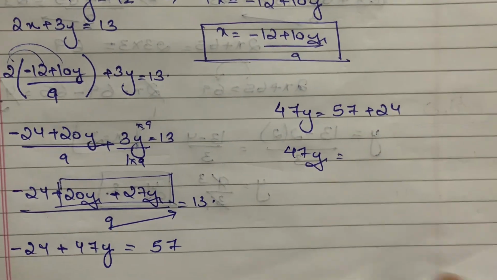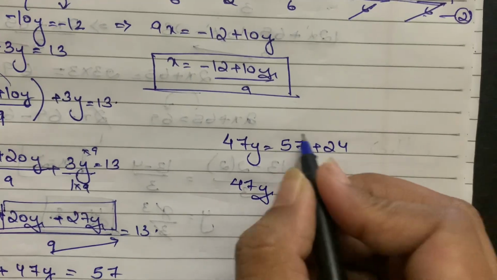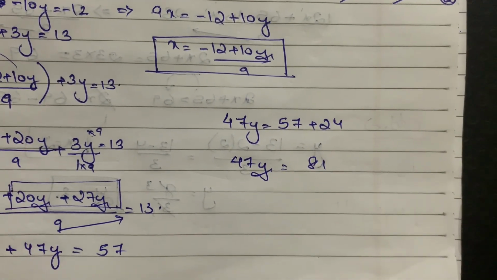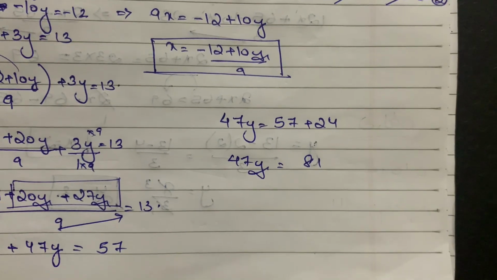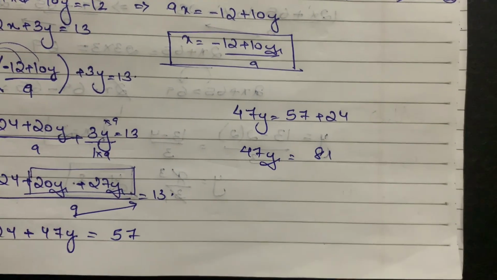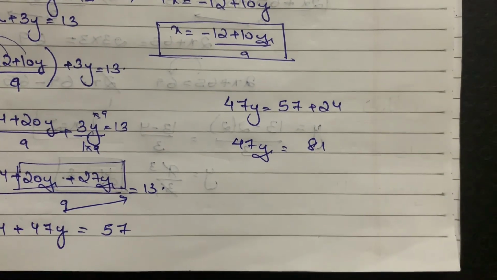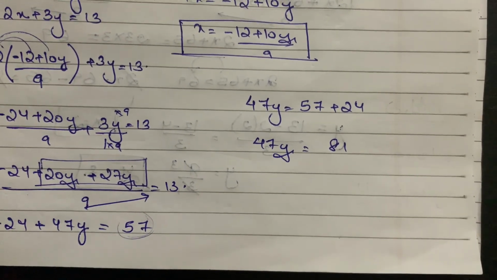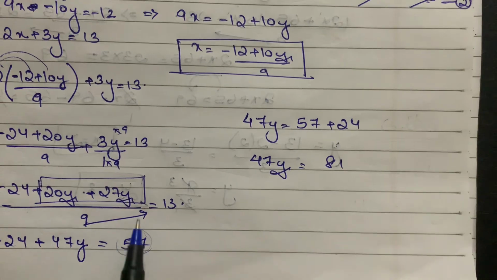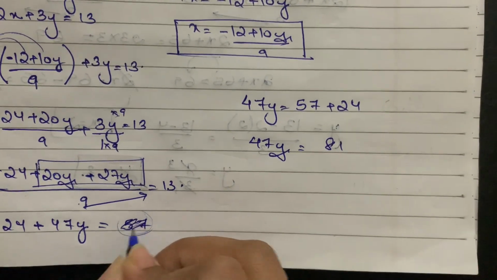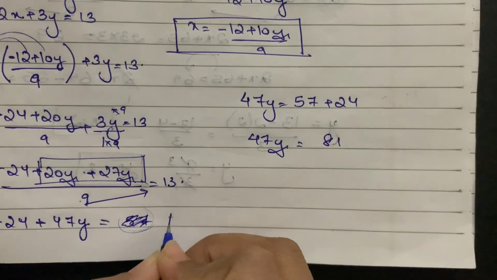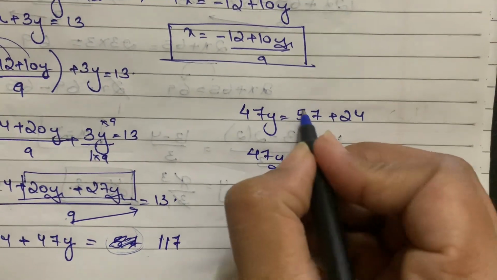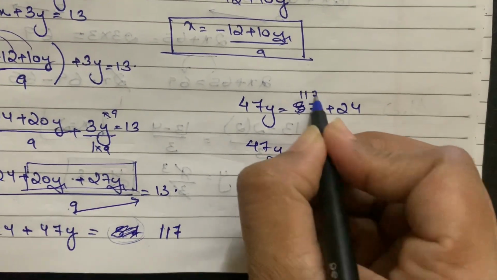47y is equal to 81. Is that what we are left with? No, we will not be left with that, because this is not 57. I made a mistake here. 9 times 13 is not 57, but it is 117. Yeah, 117 it will be. So here it is 117.